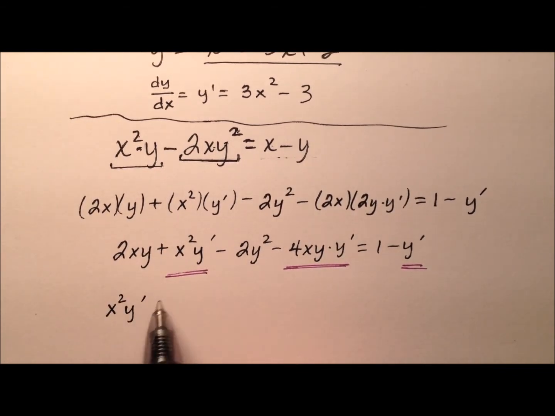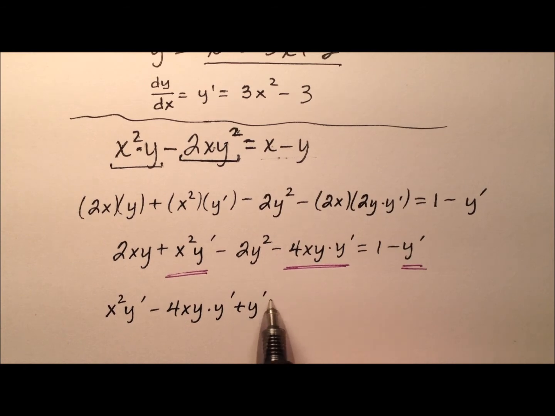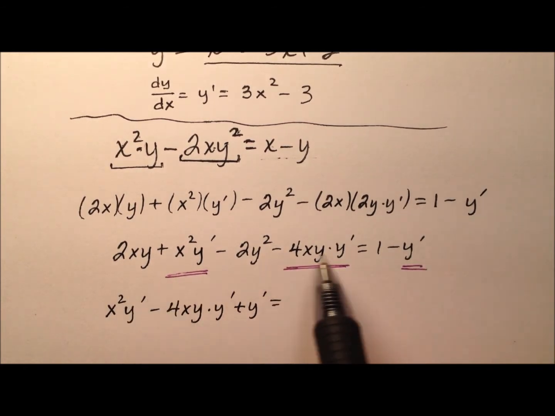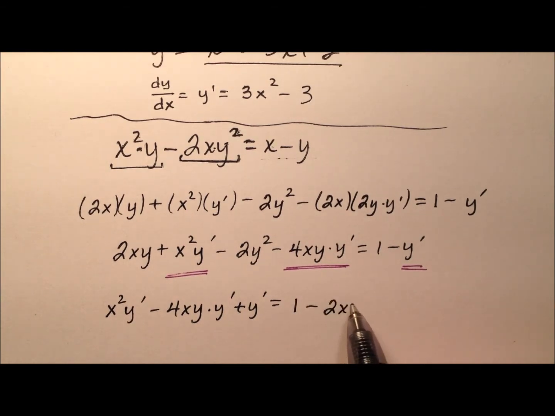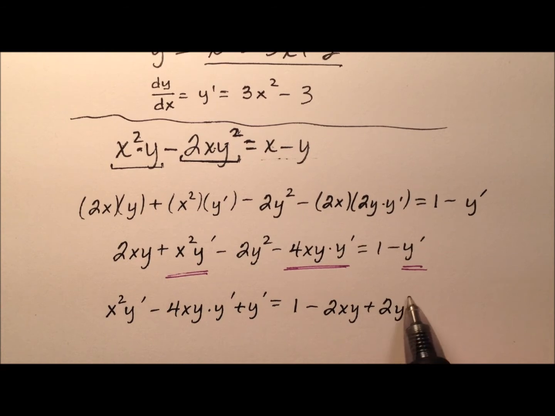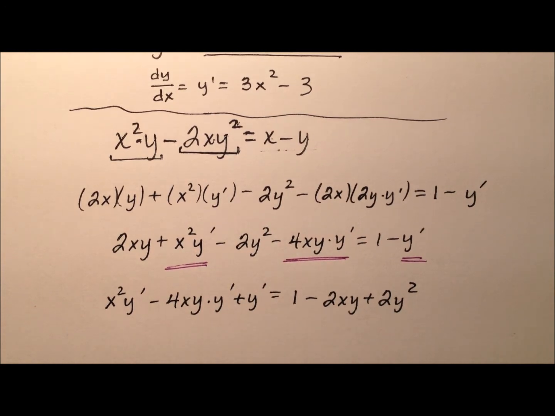So we have x squared y prime minus 4xy y prime, and then we'll have to bring this over, so we'll say plus y prime. As far as the other terms, we'll bounce them all to the other side. So the 1 is already there. We'll subtract the 2xy and we'll add the 2y squared. Okay, so we've done that. All the terms that include a y prime are on the left. All the terms that do not include a y prime are on the right.